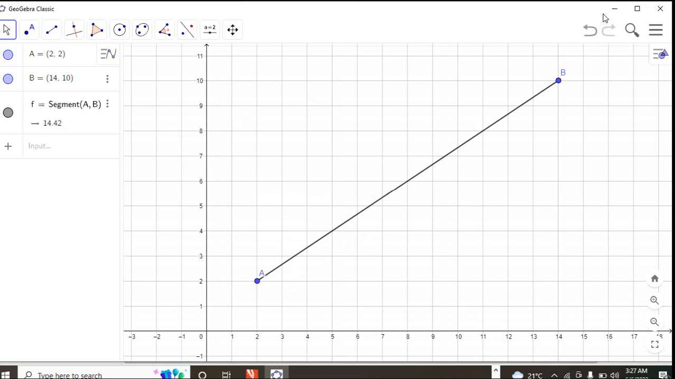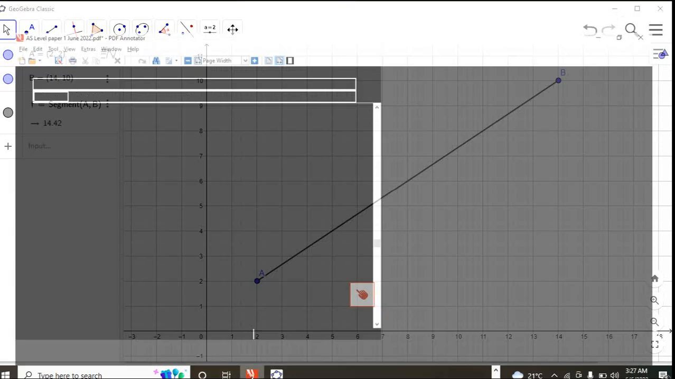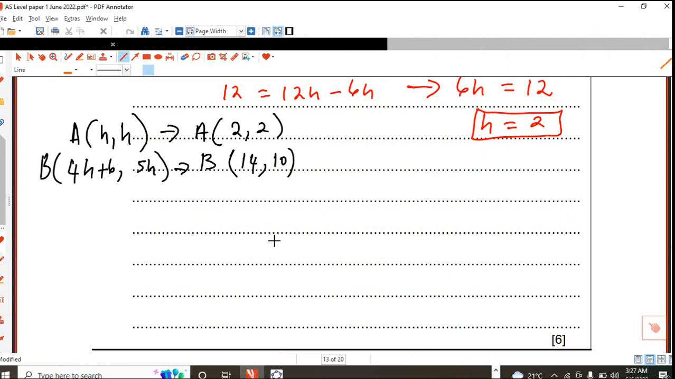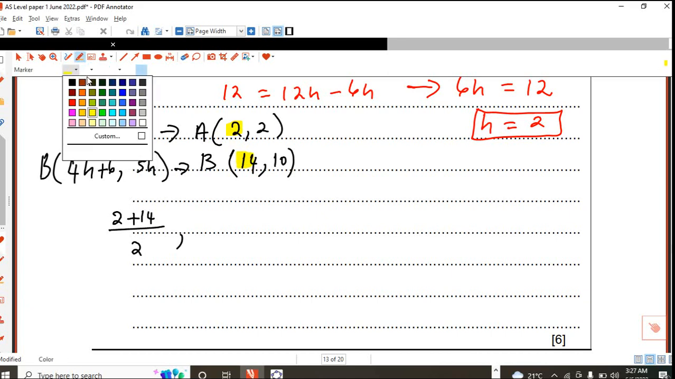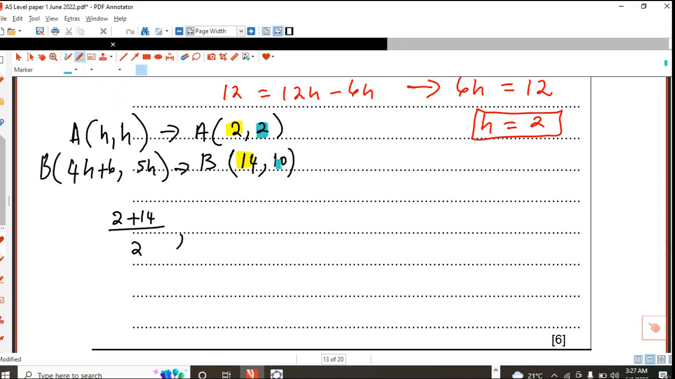So I'm going to go back and write here. I'm going to say the A point, which is 2,2. Take the two x values together, and you say 2 plus 14, and we divide that by 2. Take the two y values together, and you say 2 plus 10, and you divide that by 2. So the x value and the y value.